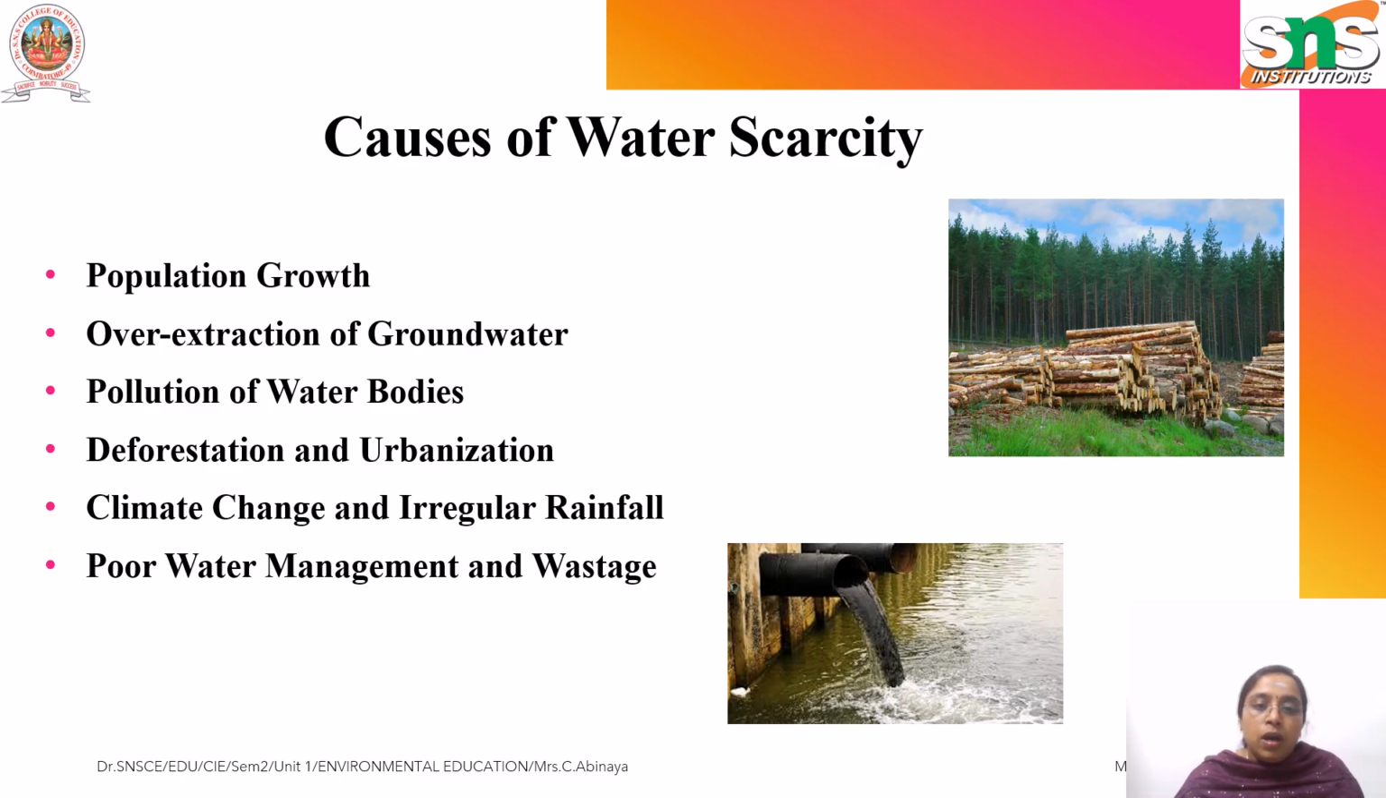And agricultural wastage includes overwatering the crops, using traditional flood irrigation instead of modern methods like drip irrigation and sprinklers. So these are also causes of water scarcity. Industries often do not recycle water and they discharge large volumes as waste. So altogether, these are the sources of water scarcity. Now let us discuss the effects of water scarcity in detail.